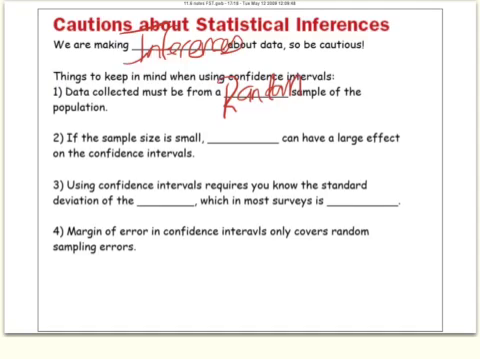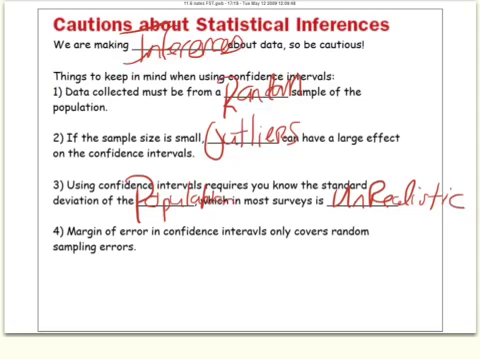Second thing, if a sample size is small, outliers will have a huge impact on the confidence intervals. We learned in Chapter 1 that outliers impact the mean by far more than the median. So because confidence intervals use the mean, they are subject to being skewed quite a bit if there are outliers in the data. Number 3, using confidence intervals requires you to know the standard deviation of the population, which in most surveys is unrealistic.